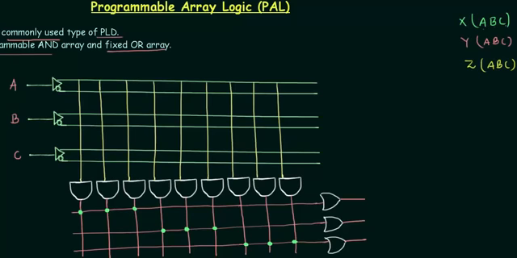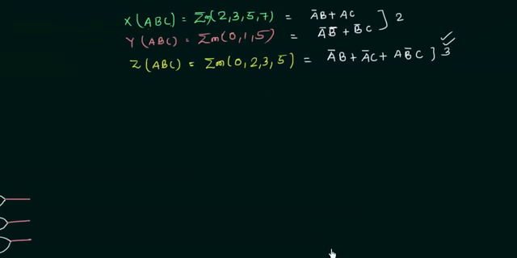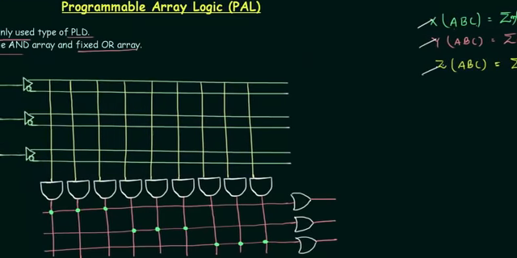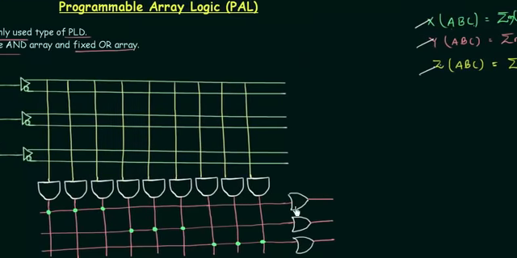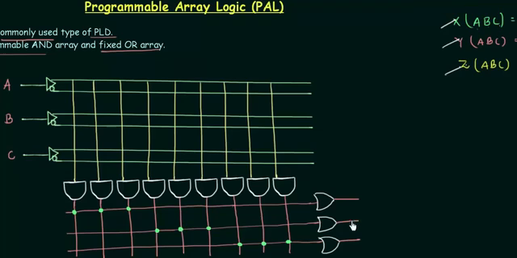And what is the number of OR gates? It is the number of outputs x, y, z, 3 outputs, so 3 OR gates. As you can see here, 3 OR gates. Connect the 3 AND gates to the first OR gate, 3 AND gates to this other OR gate, and the last 3 AND gates to the last OR gate. It's time to do the programming of the programmable AND array.